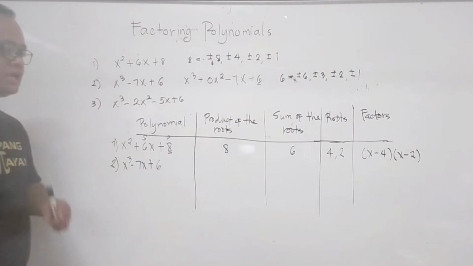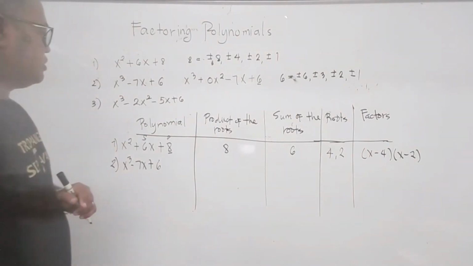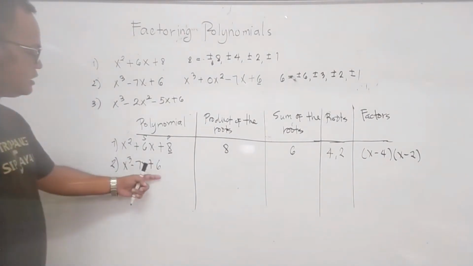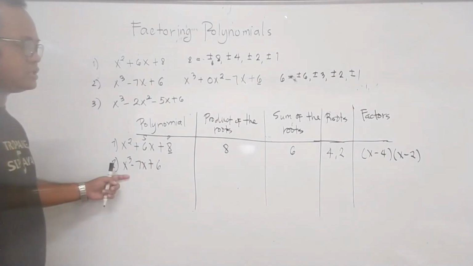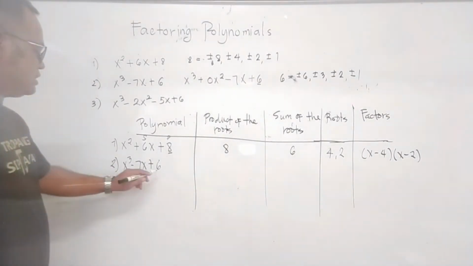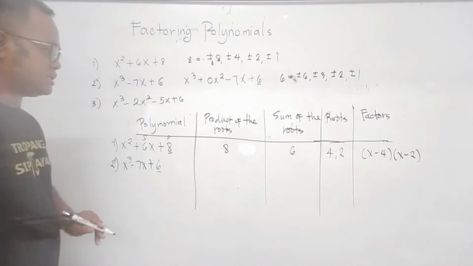Now, where can we find the sum of the roots and the product of the roots? Of course, the product of the roots is still 6.